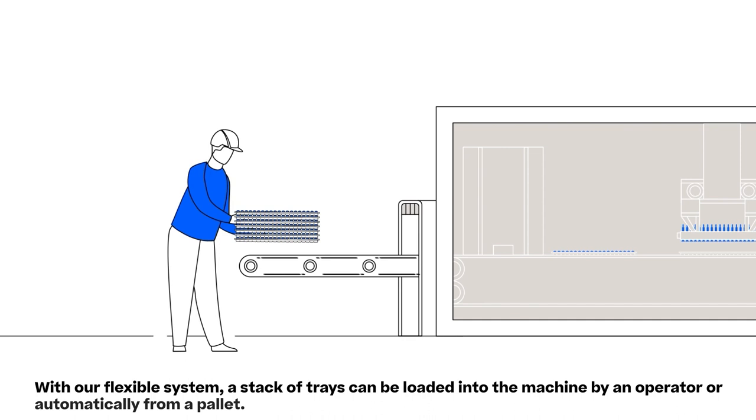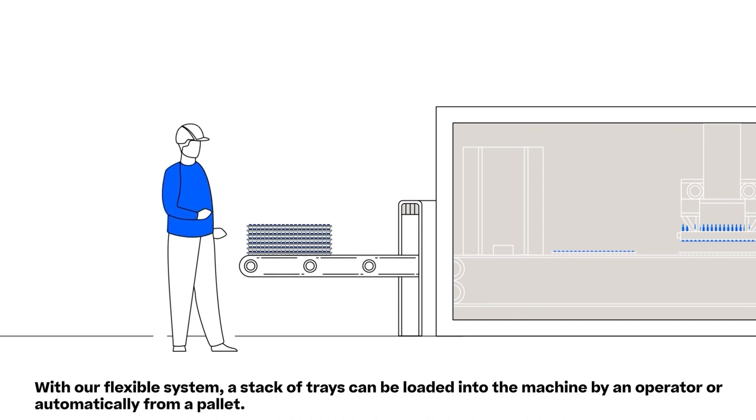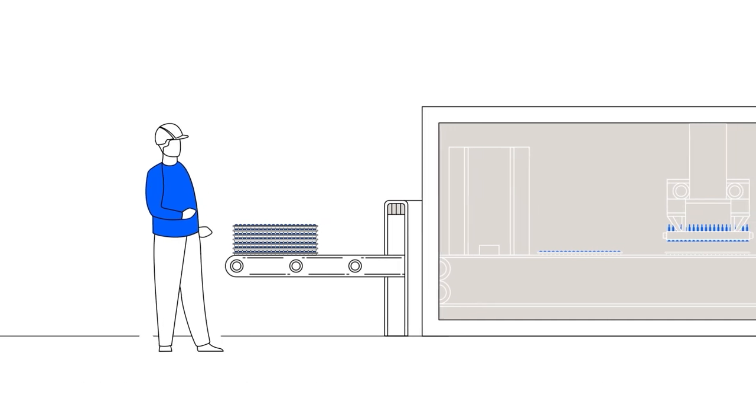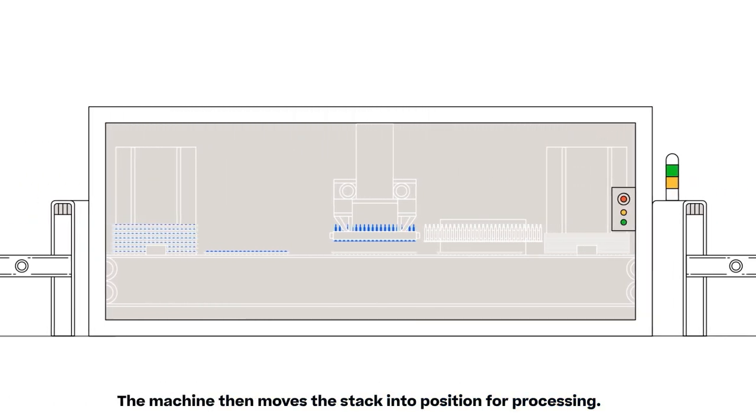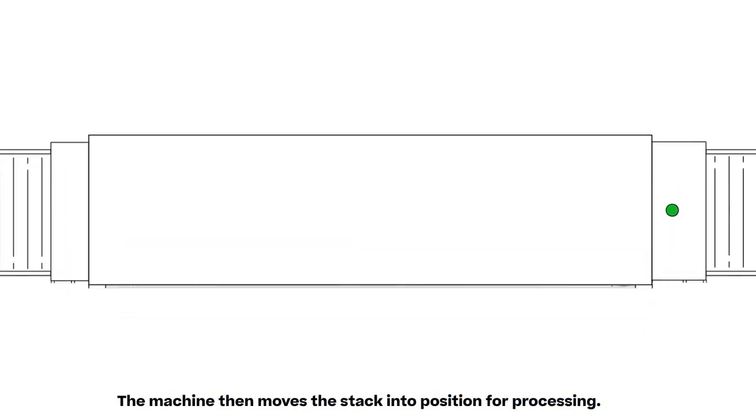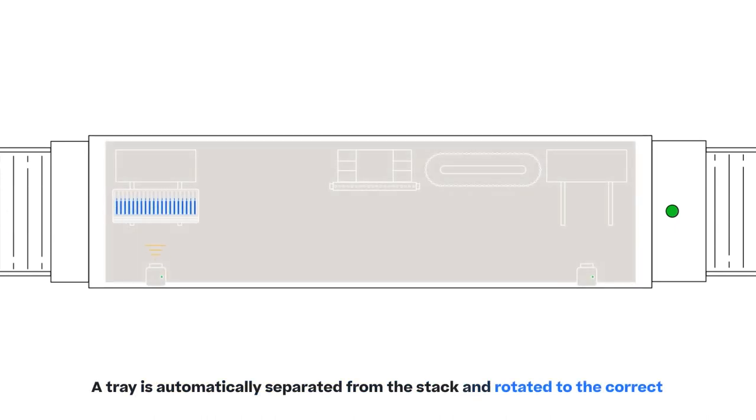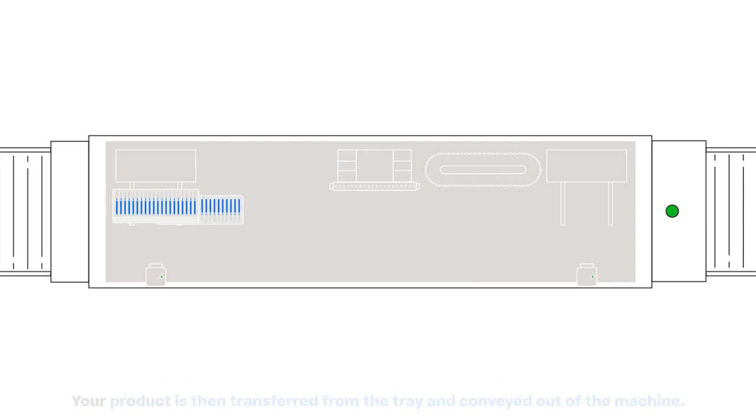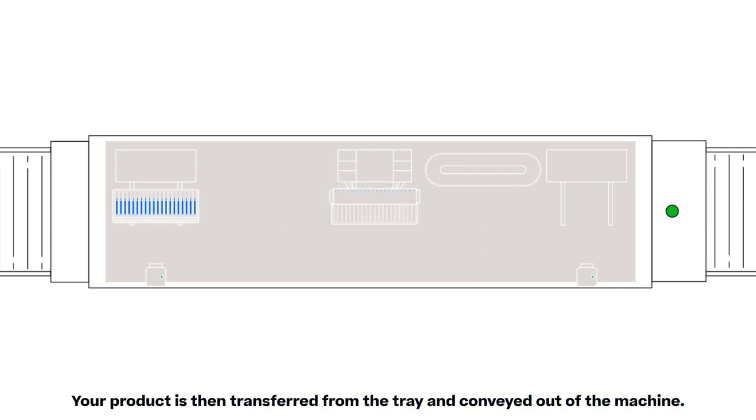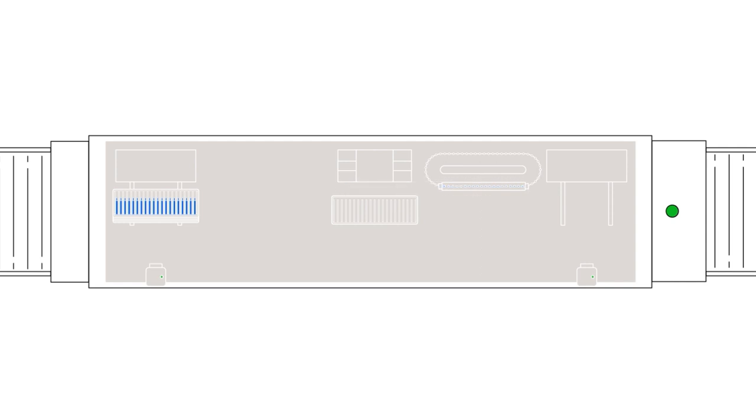With our flexible system, a stack of trays can be loaded into the machine by an operator or automatically from a pallet. The machine then moves the stack into position for processing. A tray is automatically separated from the stack and rotated to the correct orientation for unloading. Your product is then transferred from the tray and conveyed out of the machine.